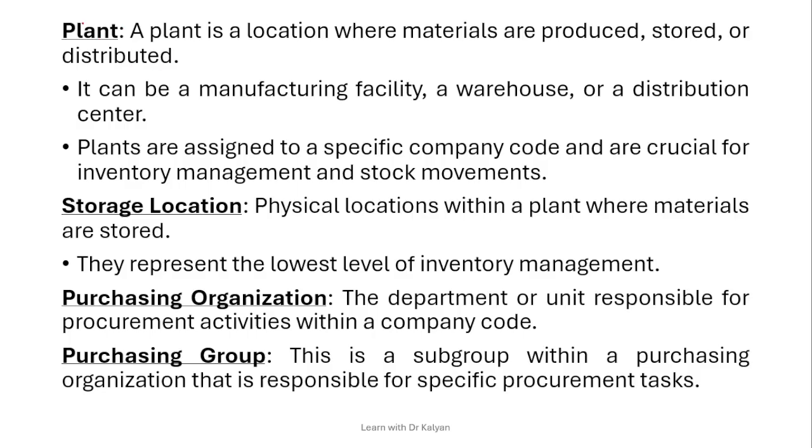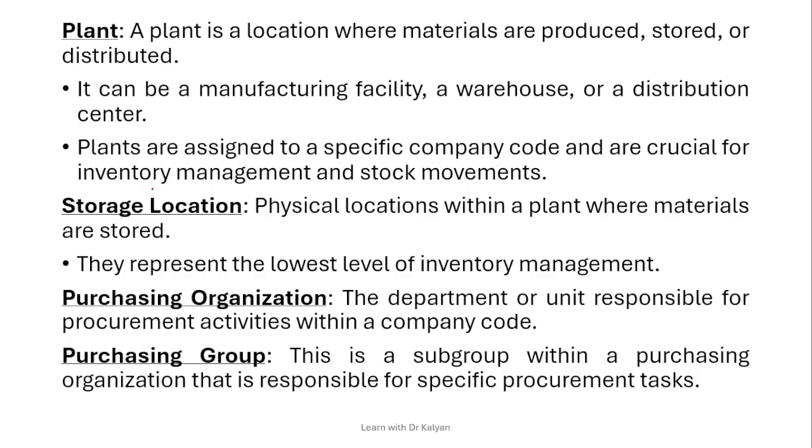So it can be a manufacturing facility where we can manufacture the components, a warehouse where we can store our finished goods or raw materials, or a distribution center. And usually these plants are assigned to a specific company code and are crucial for inventory management.